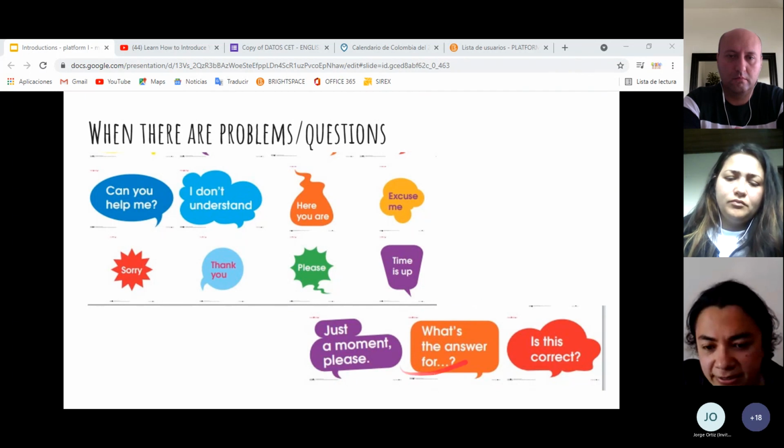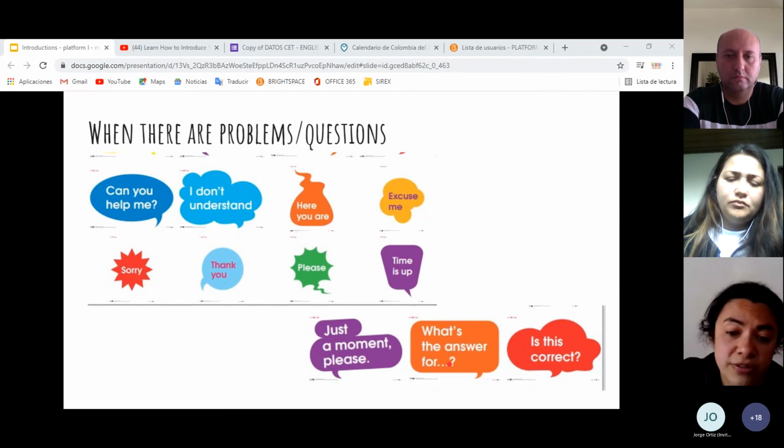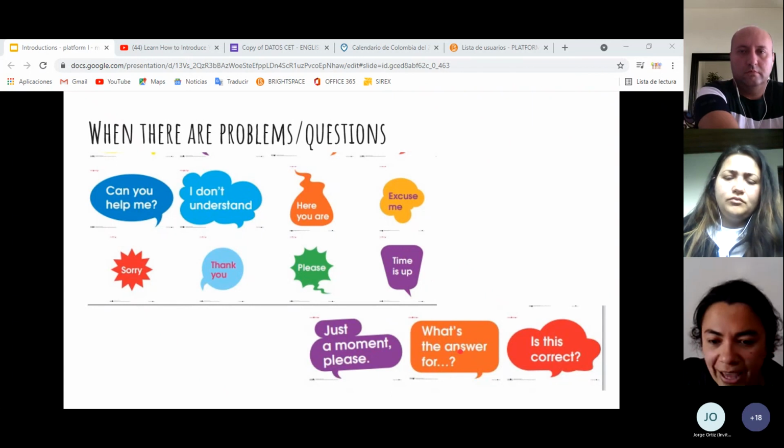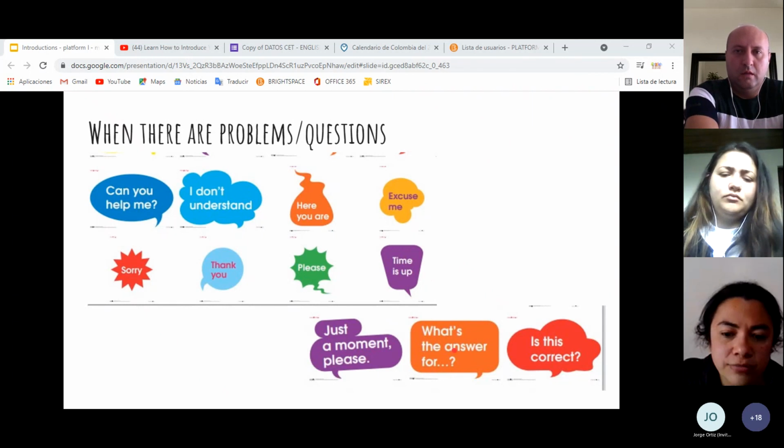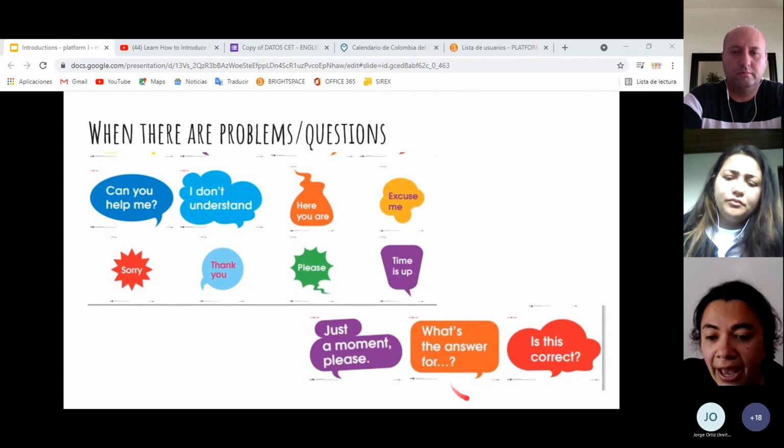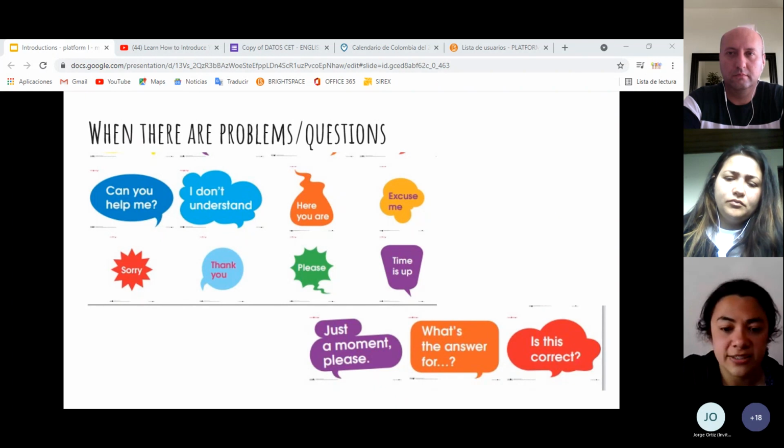And then we have, guys, if we are doing an exercise and you need to check the answer because probably you didn't get the answer, you can say, what's the answer for? What's the answer for? Remember the pronunciation, answer. All right, what's the answer for? And is this correct? In case you want to confirm or check if one activity or exercise is good.